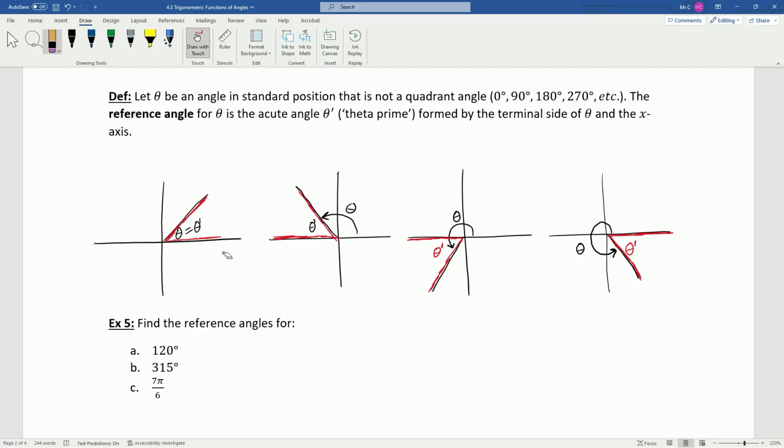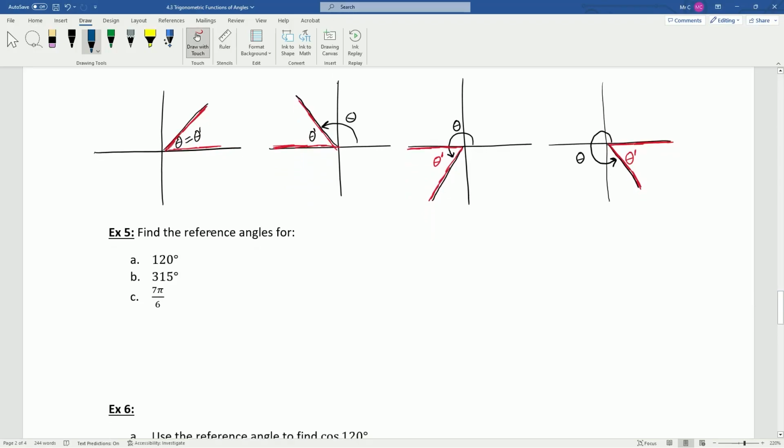it should be obvious from the picture what the reference angles are. So with that being said, let's go ahead and tackle this example number 5. Find the reference angles for first 120 degrees. So let's just draw 120 degrees.